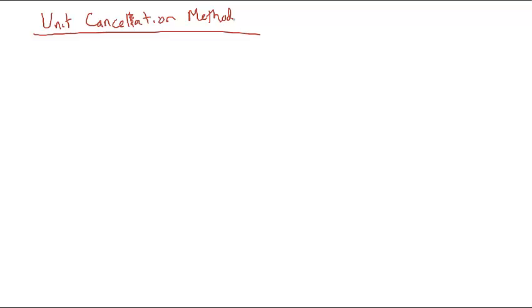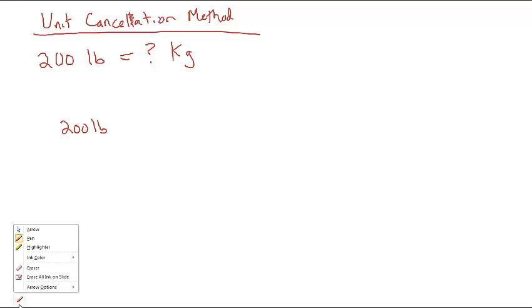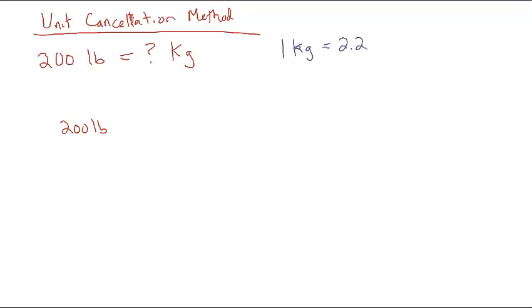So let's use me, for example. Say I am approximately 200 pounds. I'm not quite there yet. And I want to know how many kilograms that is. How many kgs am I? So here's how I start. I start with my 200 pounds. And I use now a ratio. I know that 1 kilogram equals 2.2 pounds. Or I can rewrite this as 2.2 pounds per 1 kilogram. This is just a ratio, or 1 kilogram over 2.2 pounds.